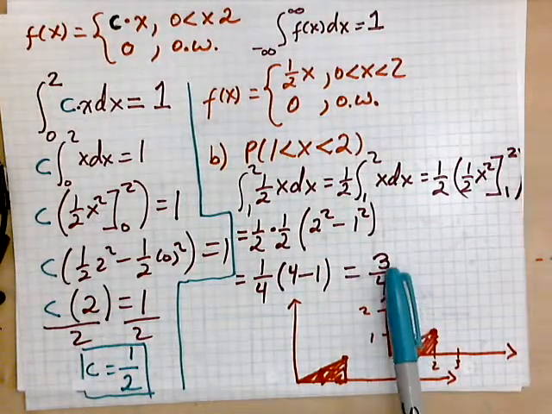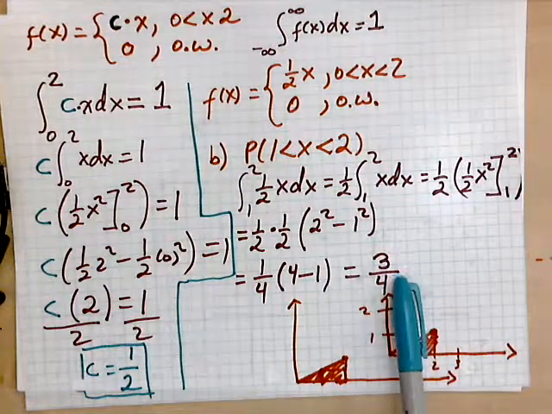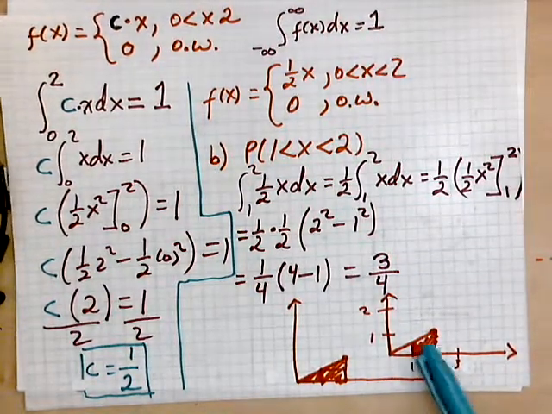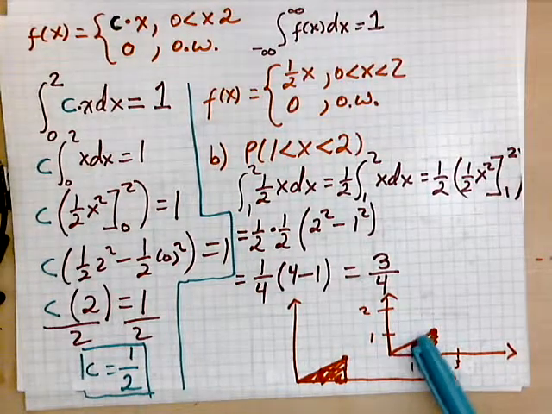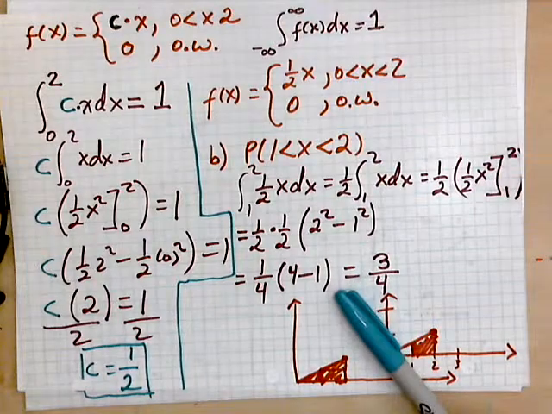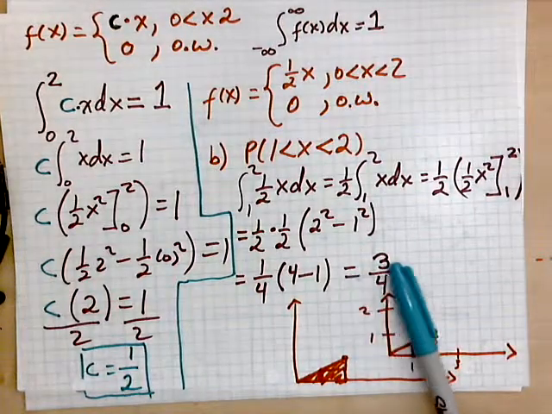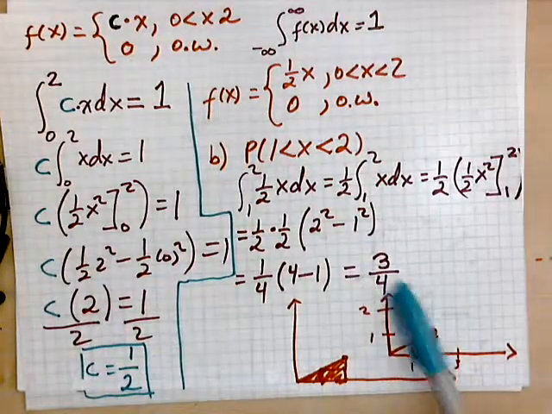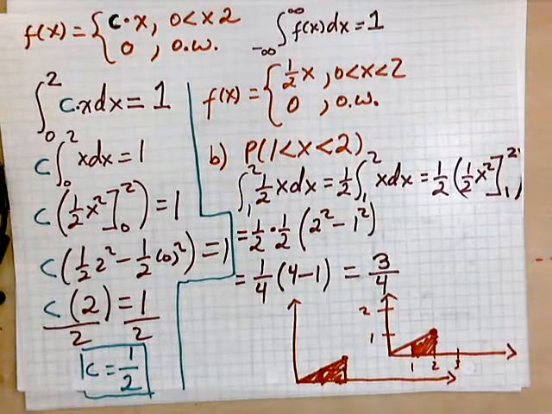And at the end, you have simply 3 over 4 as the area between 1 and 2 under the PDF that I'm pointing to right now, okay? That's the meaning of this. But of course, on a test, you might have to write the probability that x lies between 1 and 2 is 3/4. And there you go.